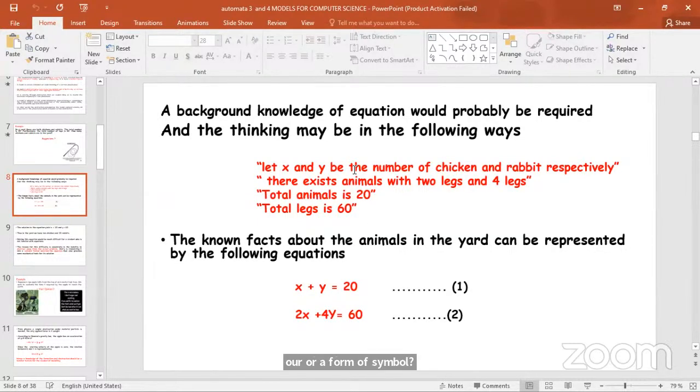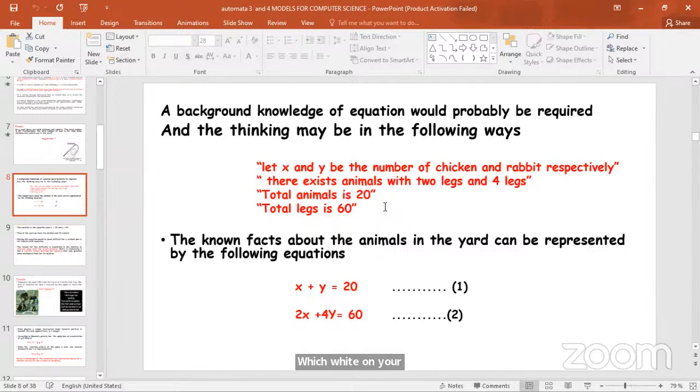So we say let X and Y be the number of chickens and rabbits respectively. So we have X to be chicken and Y to be rabbits. The question further told us that there exist animals with 2 legs and those with 4 legs. It went further to tell us that total animal is 20 and the total legs is 60. Now, with your knowledge of agric science and also by maybe observation, you know that chicken has 2 legs, and which other animal? Rabbit has 4 legs. And remember, you have represented your rabbits with Y and your chicken with X.